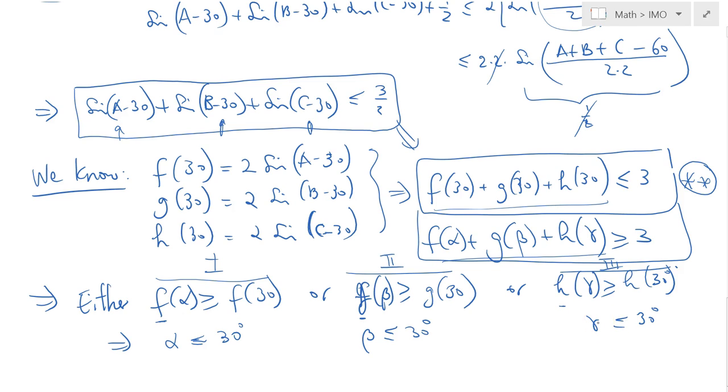So this was a significantly computational proof. If time permits, I would like to show a non-computational proof as well.